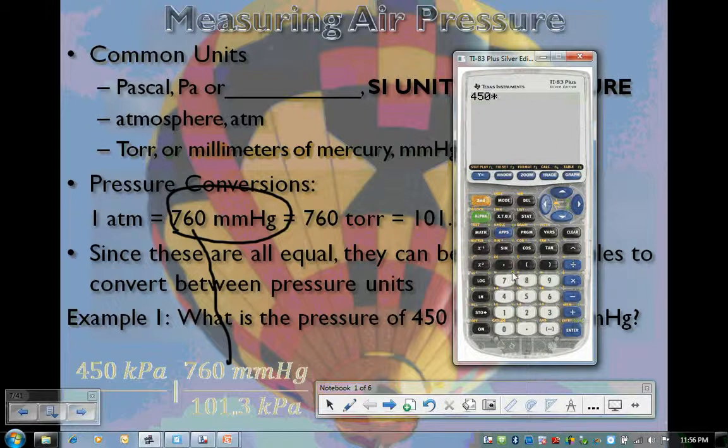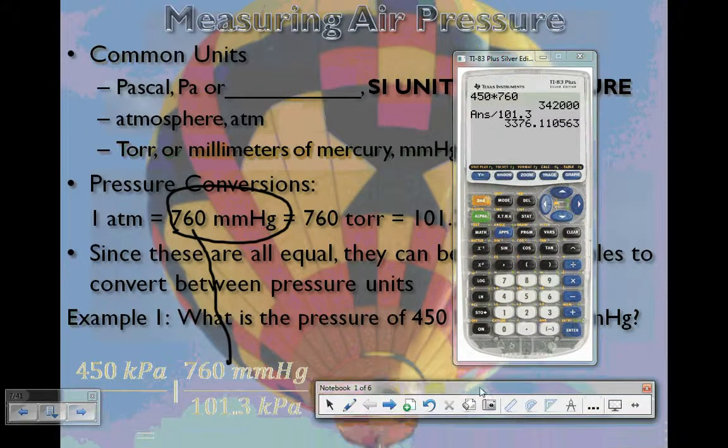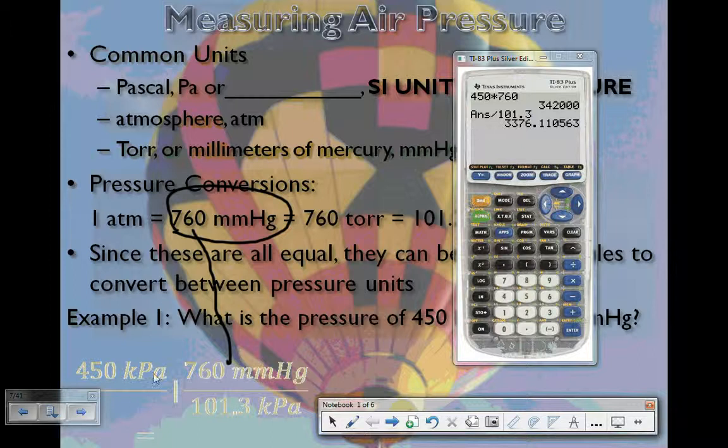450 times 760. Now this time, I want you to push enter, and then divide by 101.3. Oh, that was the right answer. Look at that. You know why? Because this is a big number. 101.3 is standard pressure, right? So we need something that's way bigger. 450 is way bigger, 4 times bigger, in fact. And so we need a pretty big number here.